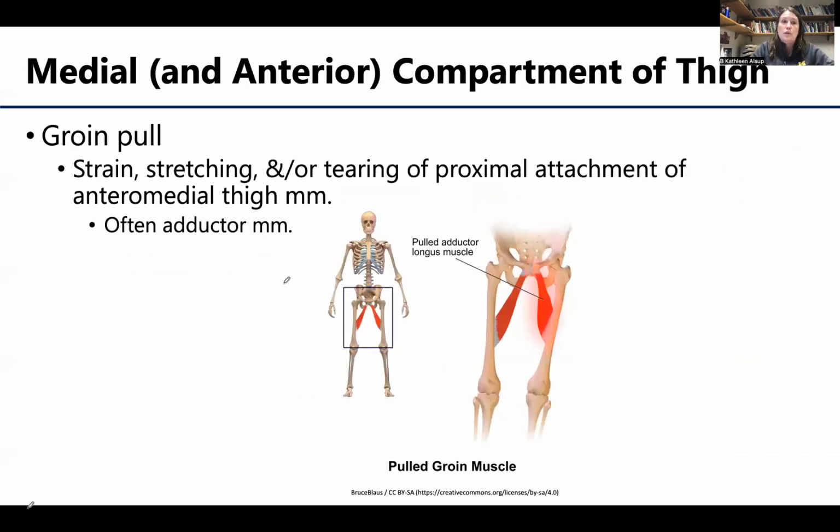Now, you may have heard of a groin pull before. It's not necessarily a pull of any of the erectile bodies or the external genitalia. It's generally going to be a pull or a tearing or a strain of some of those proximal attachments of the muscles of the anterior medial thigh region. A lot of times those adductor muscles are going to be the portions that are torn, but you can have some of the deeper muscles associated with the anterior compartment.